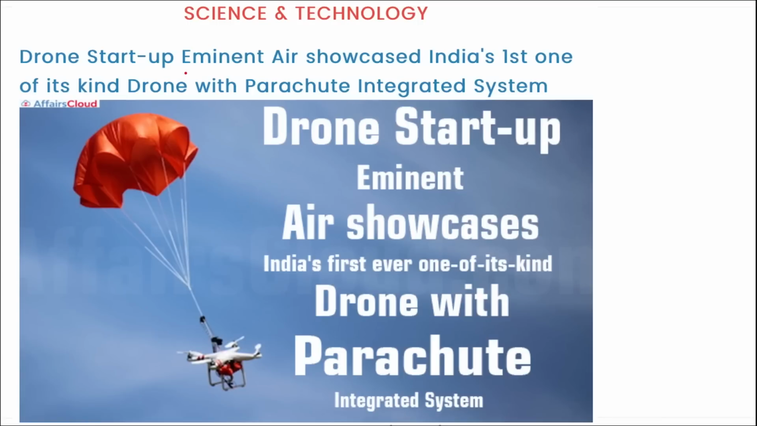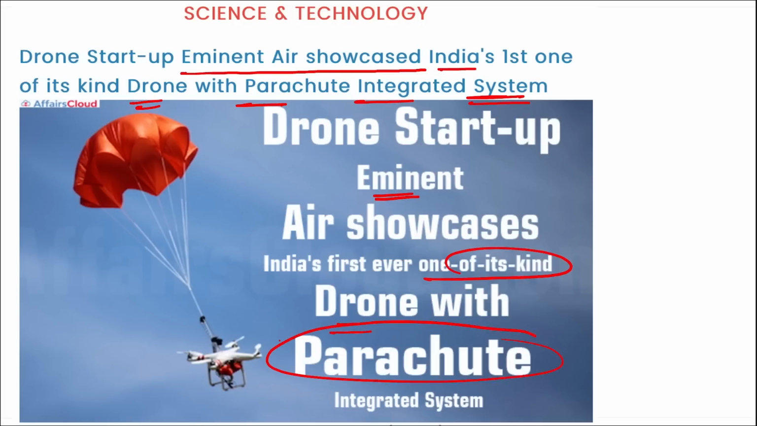Next, drone startup Eminent Air showcased India's first one of its kind drone with parachute integrated systems. I repeat, drone startup Eminent Air showcases India's first ever one of its kind drone with parachute. As you can see here, a drone that is equipped with a parachute. Whenever there will be landing issues or any issues related with the drone, or it starts not functioning, then this parachute will be deployed that will save this drone.